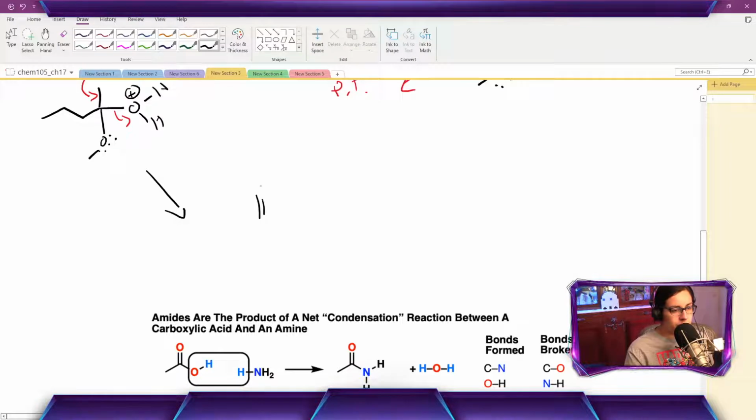And so now draw that. So this still needs to get deprotonated. Oops, sorry. 1, 2, 3, 4. Always count your carbons.